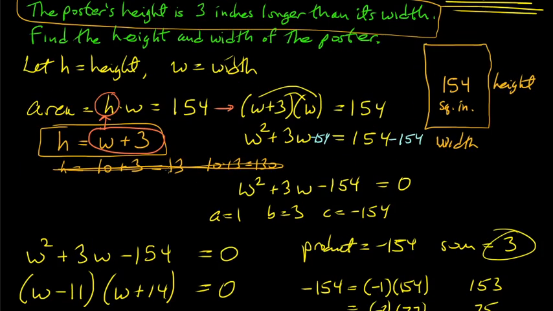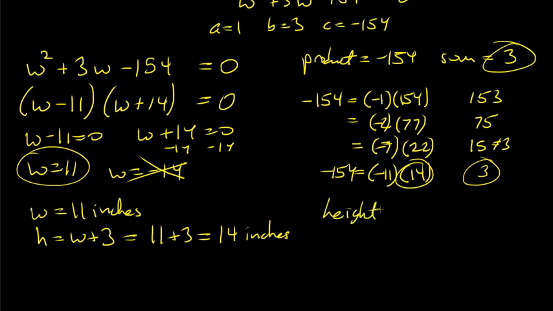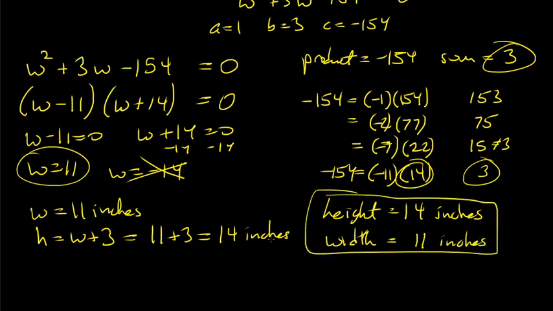And we're looking for the height as well. Remember, the height is 3 inches longer than the width. So h is just w plus 3. And we know what w is. W is 11, so 11 plus 3 is 14. So there we go, right? The height of the poster is 14 inches, and the width is 11 inches. And that answers the question.